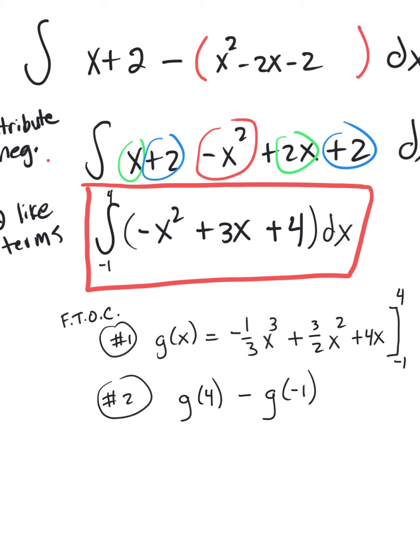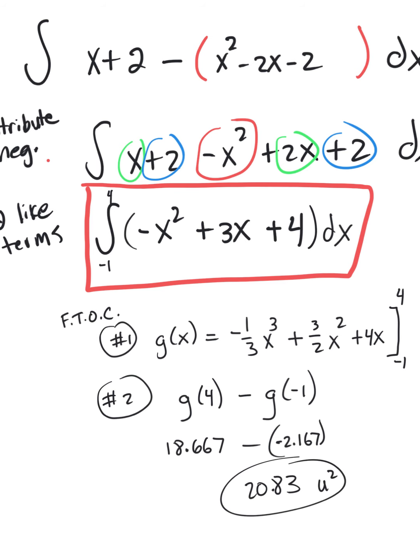So when I plugged in 4, I am getting 18.667, and when I plug in -1, I am getting -2.167. This negative and this negative here become positive. So when we add those, we get an area of 20.83. And that is an area unit squared.